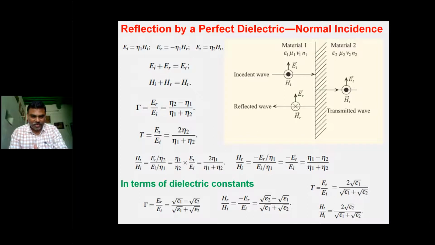Similarly, for the magnetic field also, just reverse the media parameters: root ε2 minus root ε1 by root ε1 plus root ε2. And the transmission coefficient for the magnetic field is 2 root ε2 by root ε1 plus root ε2. So these are the reflections by perfect dielectrics. That means what the corresponding reflection coefficient and transmission coefficient are in terms of different parameters, η or permittivity.